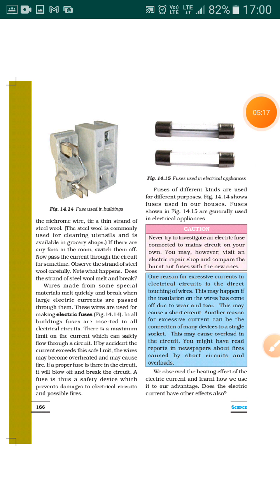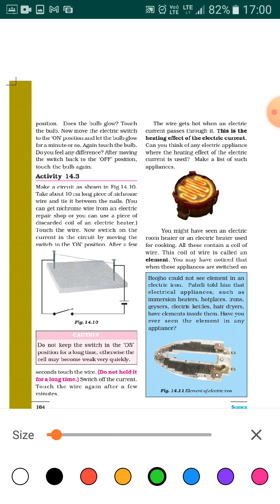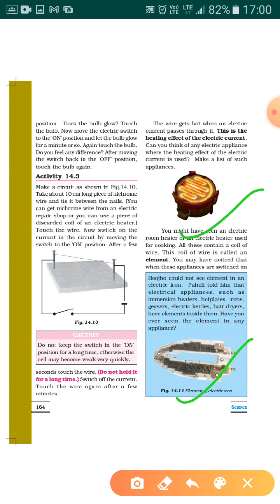Now we know that whenever electricity flows through a circuit, it produces the heating effect of electric current, or it produces heat. Sometimes, in the case of appliances, that heat is good for us, because with the help of this heat we can iron our clothes. With the help of this heat we can take the warmth of the heater. So heat is produced for a better use.